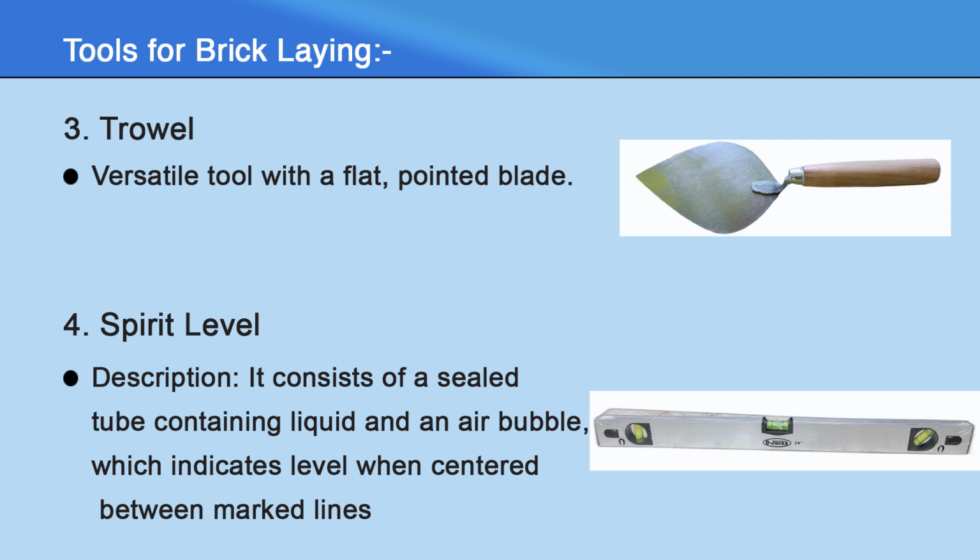It consists of a sealed tube containing liquid and an air bubble, which indicates level when centered between marked lines. The primary use of a spirit level is to ensure that the brickwork is level and horizontally true, and it is used with a straight edge to check evenness and alignment.